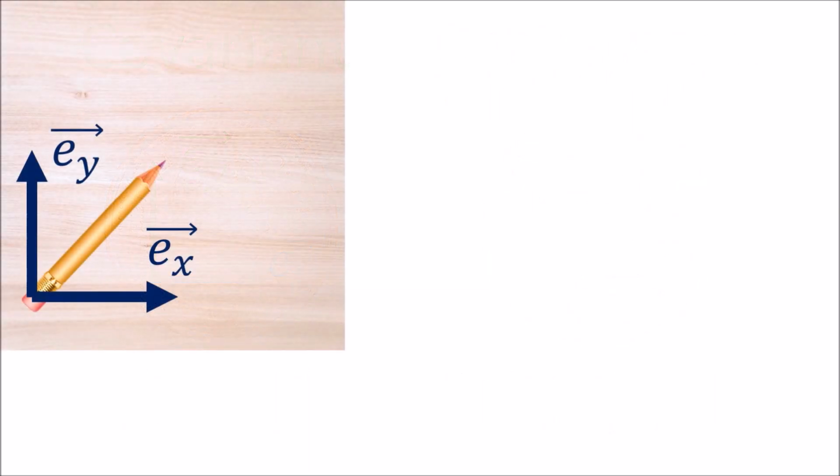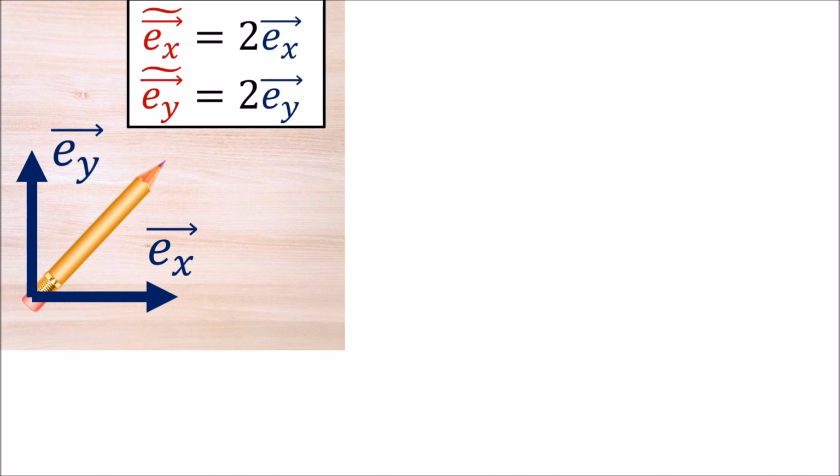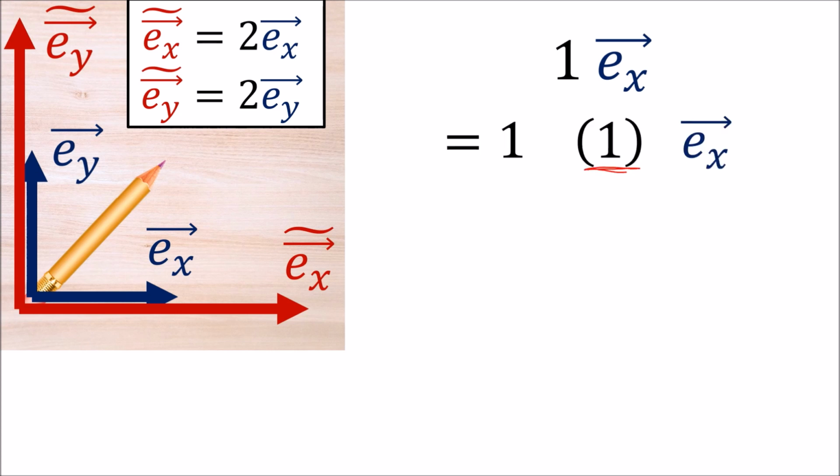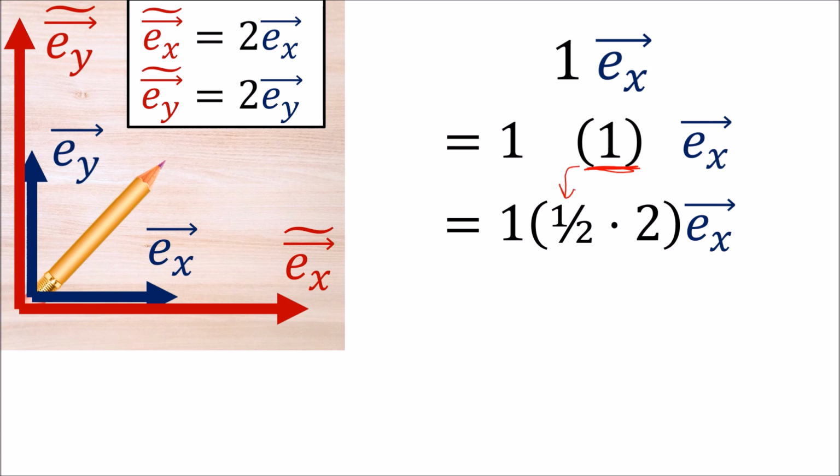So let's take a closer look at what's going on, using the original basis EX and EY, and the basis that's twice as long, EX tilde and EY tilde. Let's start with the expression 1 EX. It's perfectly fine to multiply by the number 1 in the middle of this expression, since multiplying by the number 1 doesn't change anything. Now let's take this number 1 in the middle and split it into 1/2 times 2.